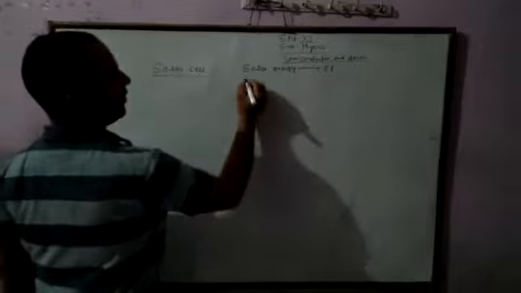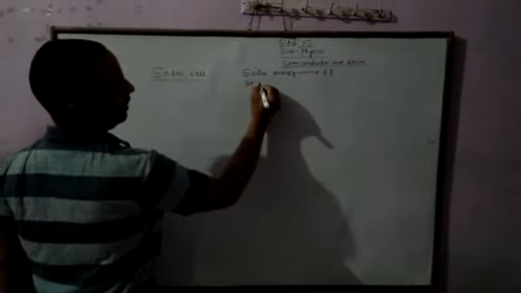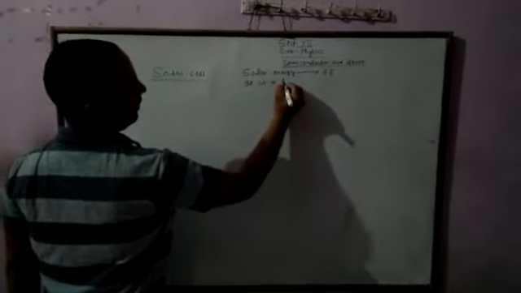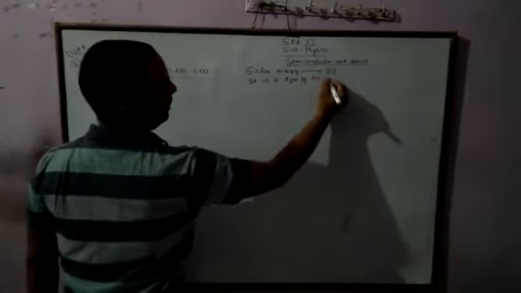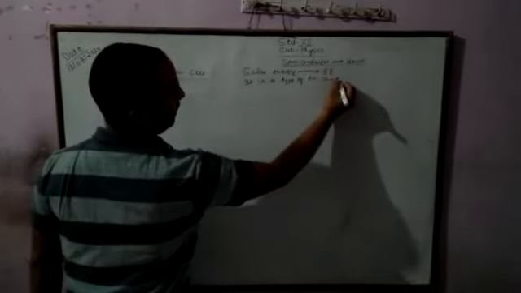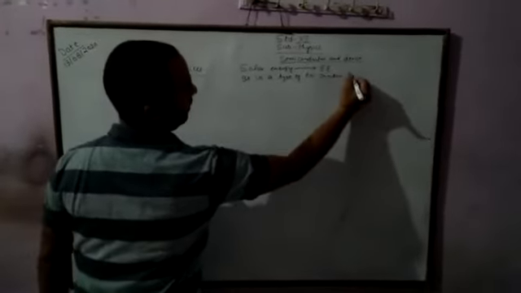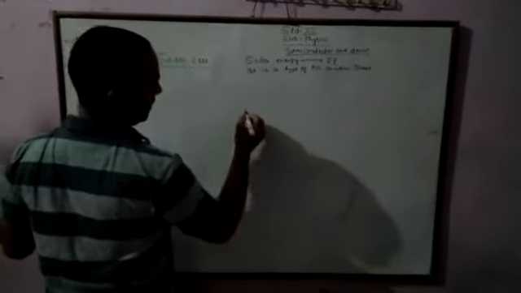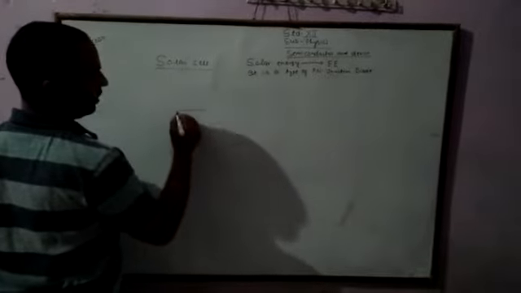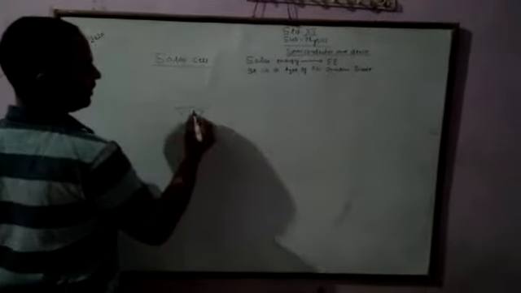It is a type of PN junction diode. What is the basic construction? We have to construct the solar cell. First, we also have to remember the symbol for the solar cell.